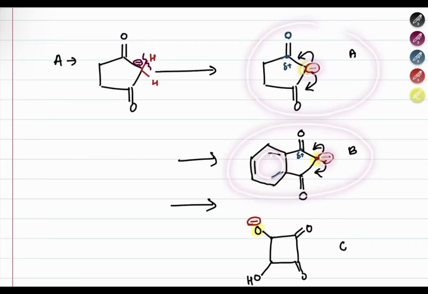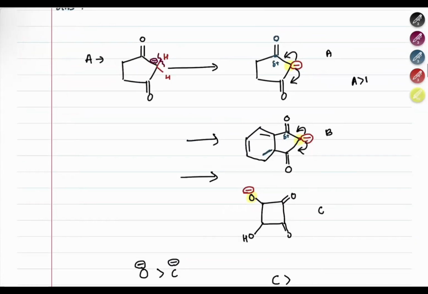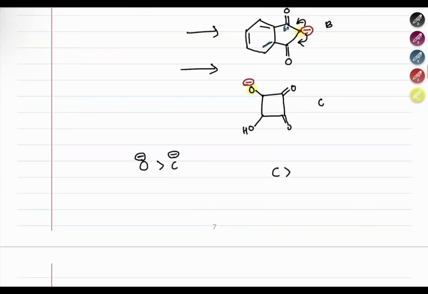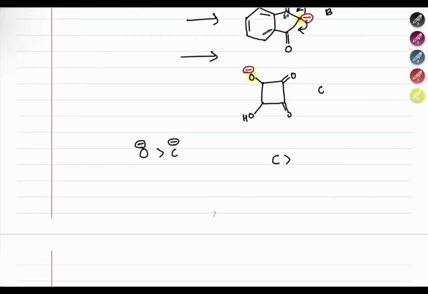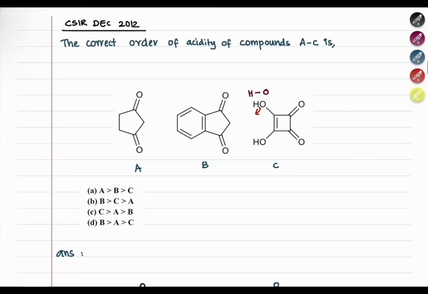That will make the delocalization of this negative charge less. So the acidity of the first molecule will be higher. Then comes the second molecule. So the order will be C greater than A greater than B. So this is the acidity order. In the question, they have asked for the correct order of acidity. So in option C, that is C greater than A greater than B, option C is the correct answer.